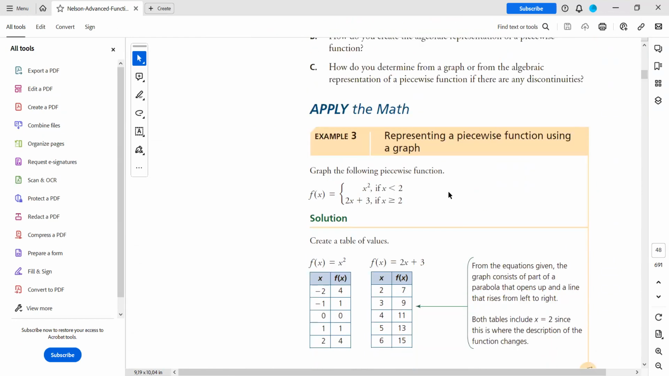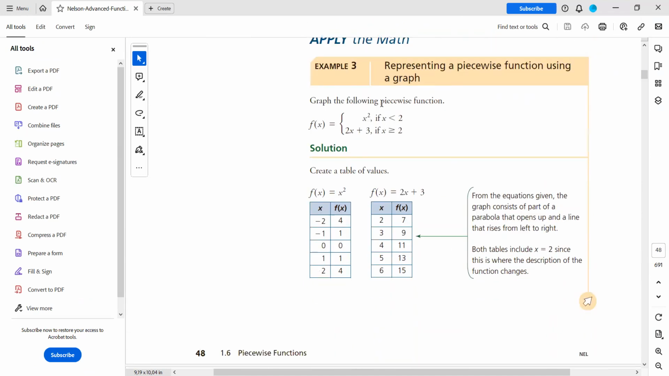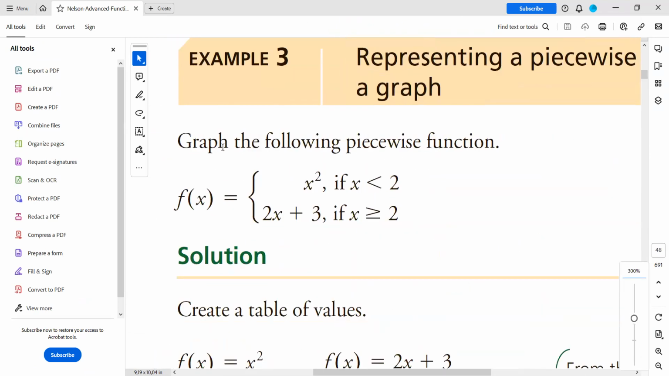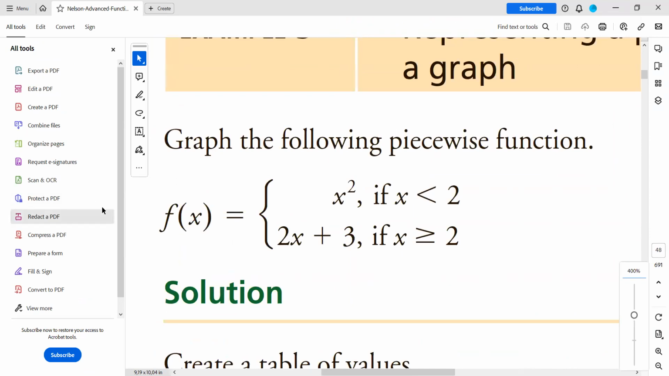Now let's practice graphing the piecewise function. Here's a simple example where the piecewise function consists of two different functions. We know that the function is defined as x squared if x is less than 2, and as 2x plus 3 if x is greater than or equal to 2. So what can we do here?